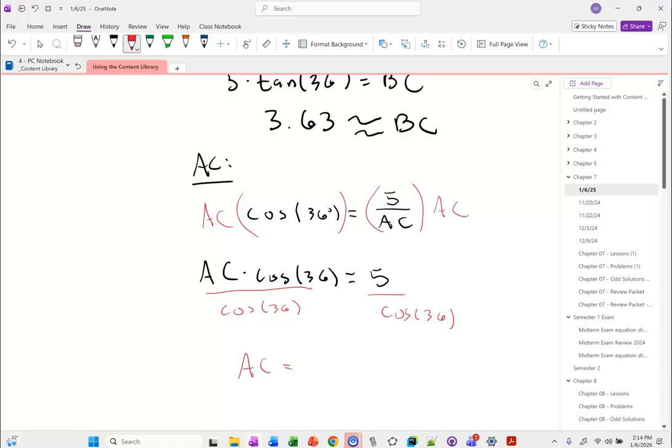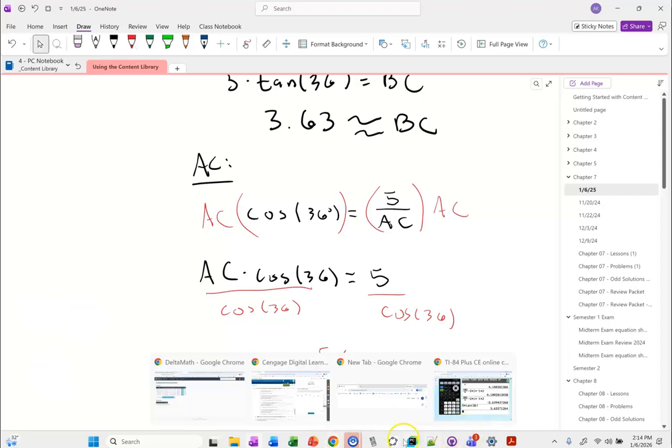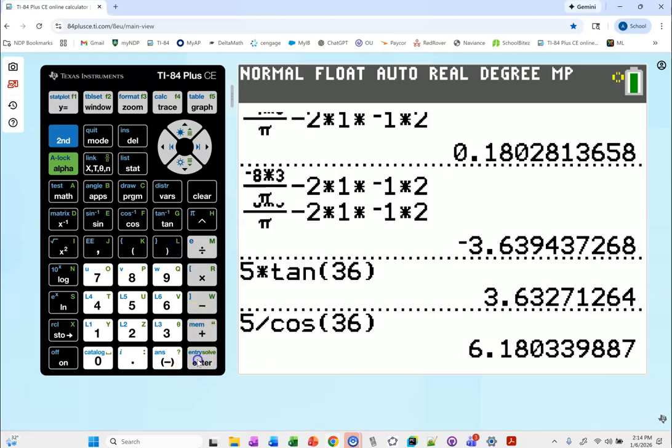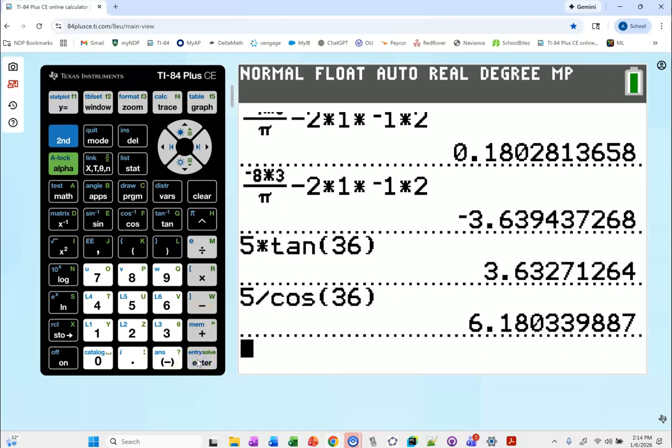So into my calculator, I'm going to write 5 divided by cosine 36. I don't need to check the mode of my calculator because once I've changed it, it stays changed until I either reset my memory or manually change it again. So if I round to 2 decimal places, I'm going to get 6.18.